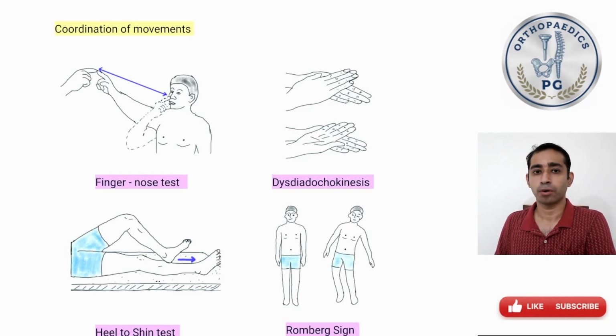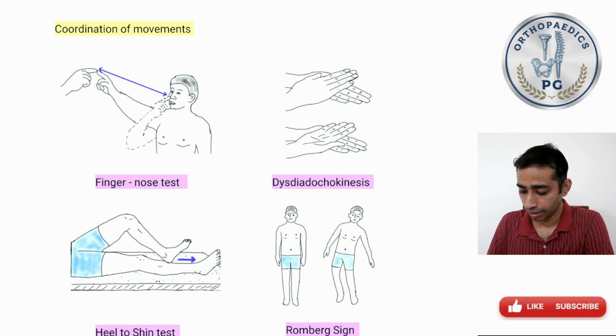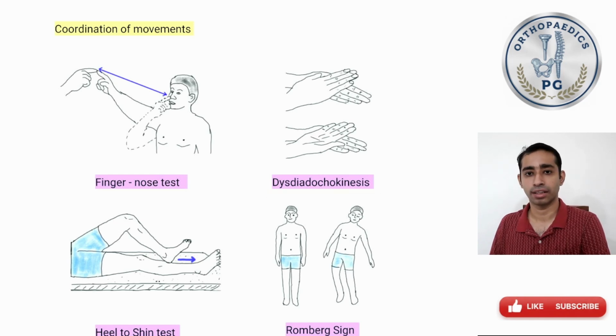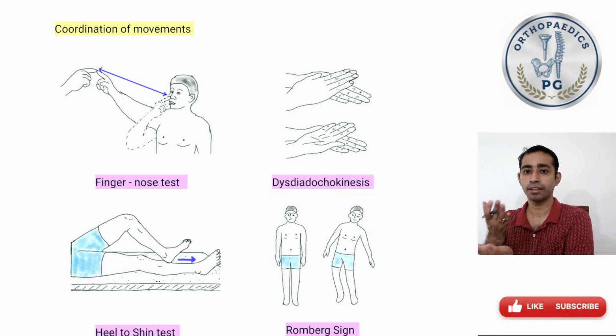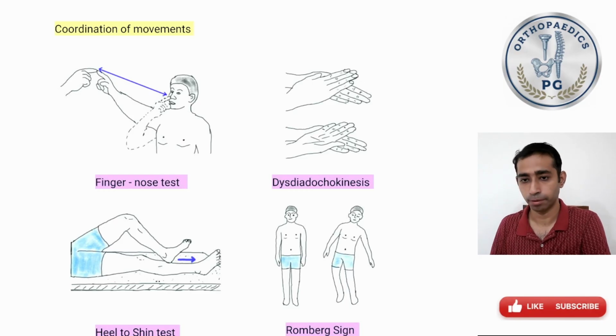In the upper limb, the important tests are the finger to nose test. Here, the patient is asked to touch the finger of the examiner and his nose alternately, first with eyes open and then eyes closed. The second is dysdiadochokinesia. Here, the patient is asked to do alternating pronating and supinating movements over his palm with the other hand. And again, in a cerebellar problem, the patient will not be able to do it properly.